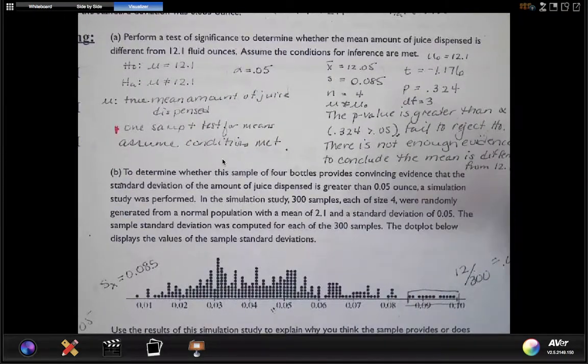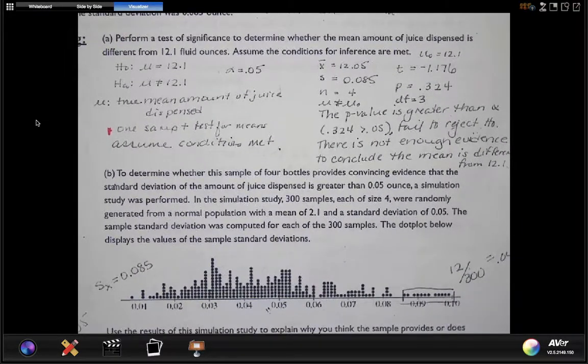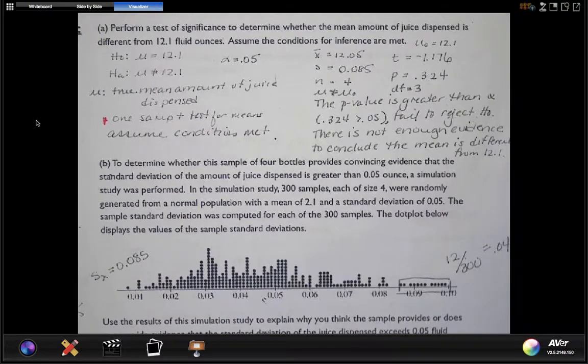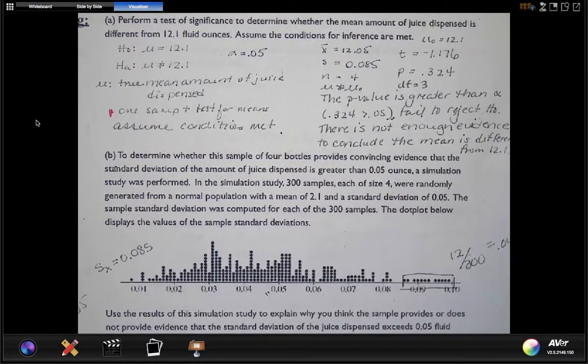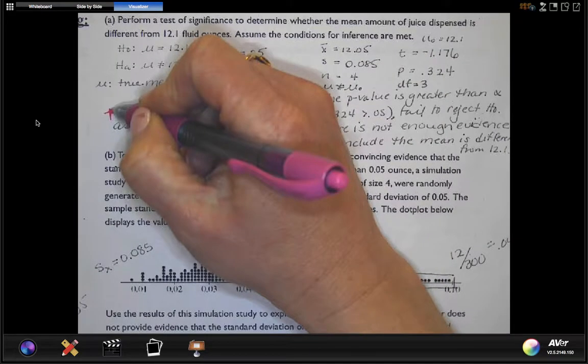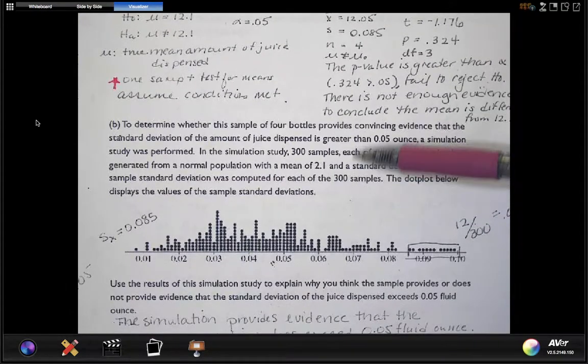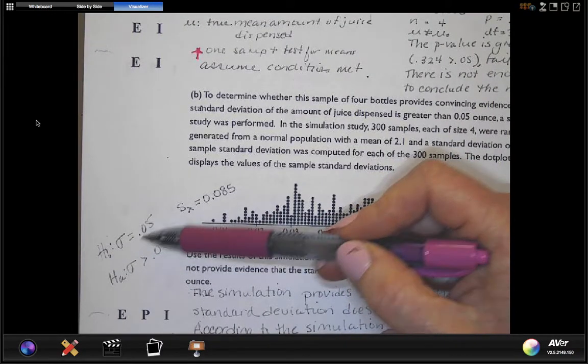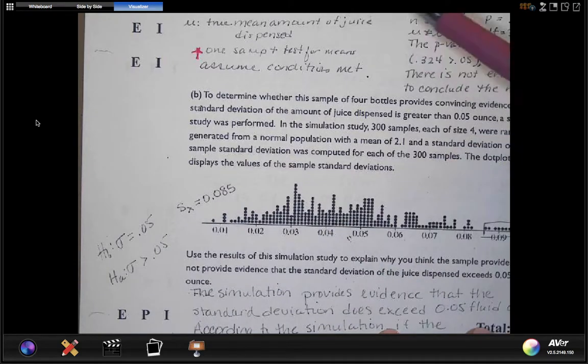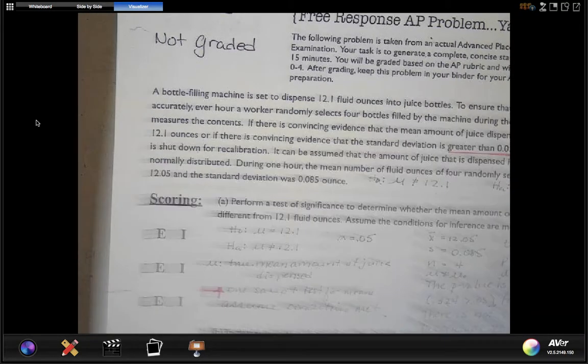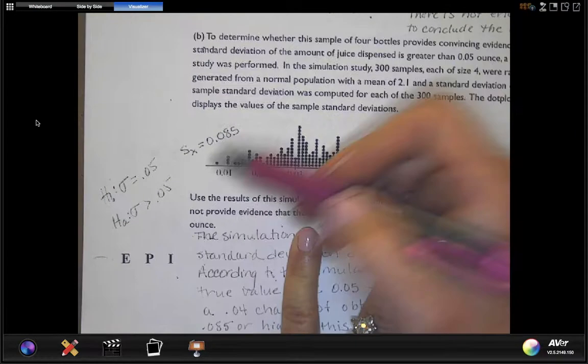Okay, this part down here, again, I'm assuming, as always, that you've read this and tried to do this on your own, because that's how we learn, by doing things and struggling, making mistakes, and then learning from our mistakes. So you've already read this problem. What they're doing here is testing the standard deviations. I'm testing that the true standard deviation is 0.05, and the alternative, I want to know if the standard deviation is greater than that. So back up here, is it greater than the 0.05 ounces? That's what I'm trying to figure out here, okay?